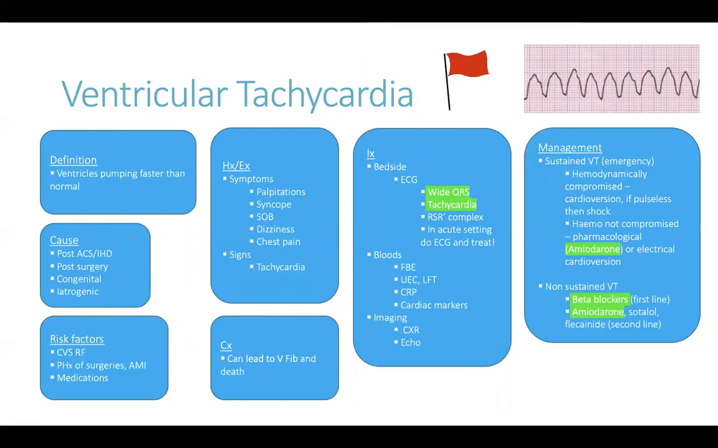And what you need to know is the management. If it's an emergency in the acute setting, obviously do doctor's ABC. Put on the cardiac monitors to see the rhythm. If they're hemodynamically compromised, give them a shock, so defibrillator. If they're not compromised, you can give them amiodarone. And in a chronic setting, to prevent VT, you can give them beta blockers as well, just because it helps reduce the heart rate, things like that.